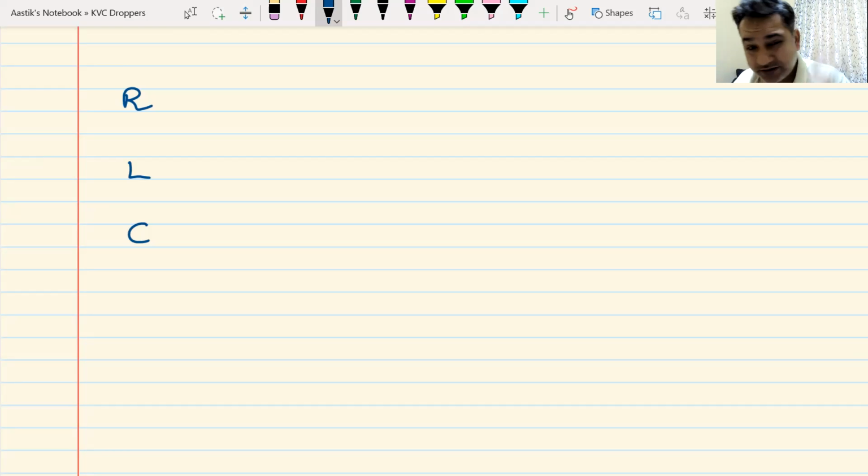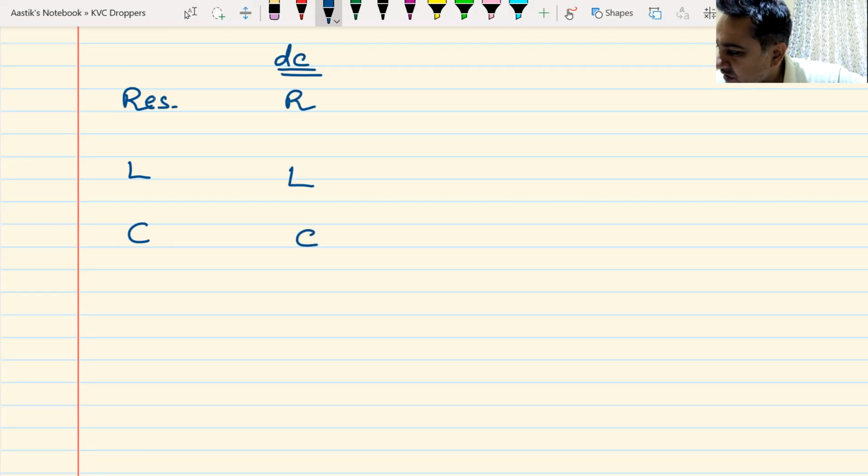Henry, 1 Henry, 5 Henry, 10 Henry. Every capacitor has a capacitance. We denote it by C. Now, in DC circuits, there is a resistance R, an inductance L, and a capacitance C. I should have written resistor here, so let me change it so that you don't get confused. This is resistance, this is inductor, and this is capacitor. Resistance is R, inductance is L, capacitance is C.